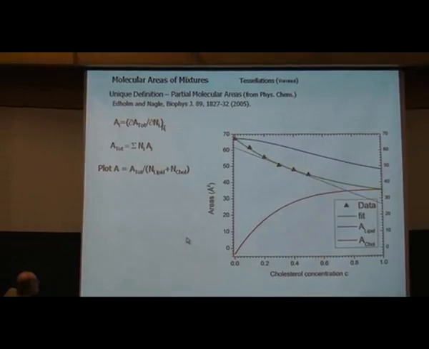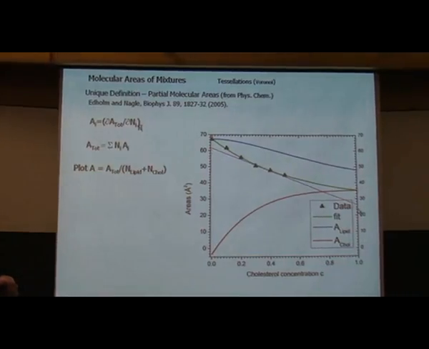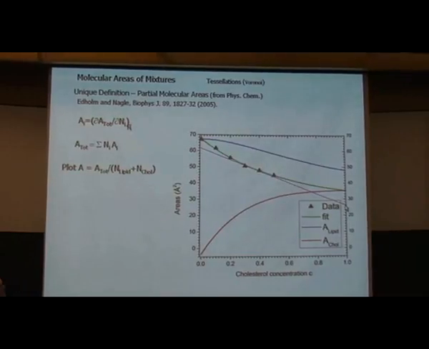In order to get these derivatives, don't feel badly if you don't understand every step here, because I'm not going to explain every step. Go read our paper if you want to see every step. But I'm going to show you a little bit about this. If I take a tangent to the curve at this concentration right here, which I've drawn by this magenta line, and I extrapolate it up to here, that's the partial molecular area of the lipid with no cholesterol. And if I extrapolate it down to here, that's the partial molecular area of the cholesterol.